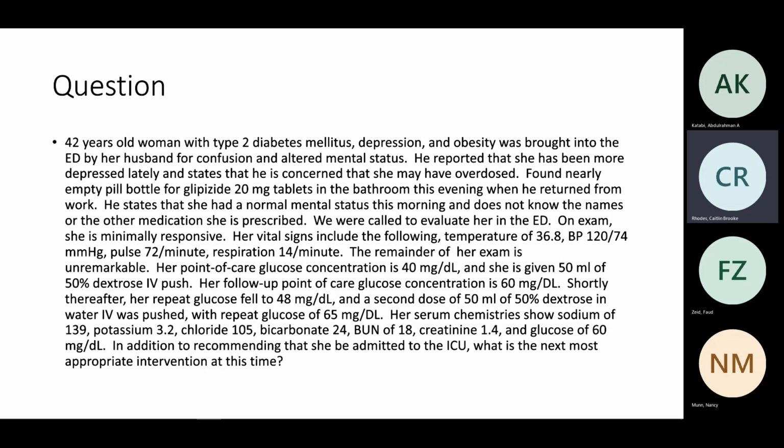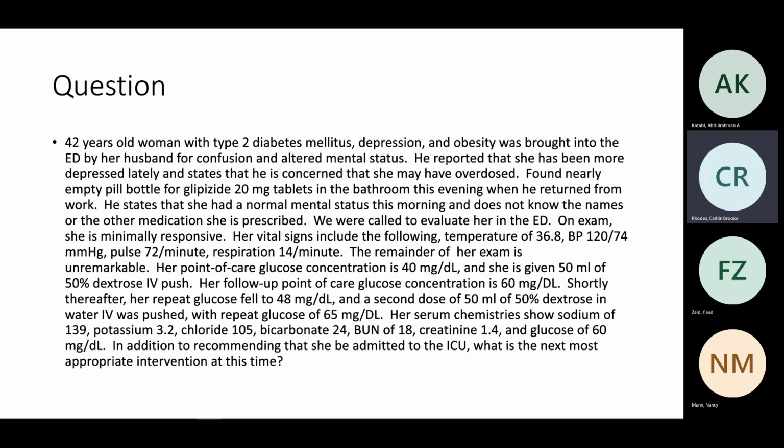On exam, she's minimally responsive. Vital signs: temperature normal, blood pressure normotensive, pulse 72, respiratory rate 14. The rest of the exam is unremarkable. Point of care glucose is 40, and she is given 50 ml of dextrose IV push. Her follow-up point of care glucose is 60. Shortly thereafter, her repeat glucose fell to 48.